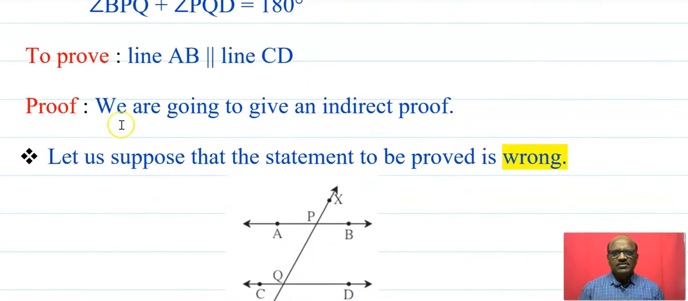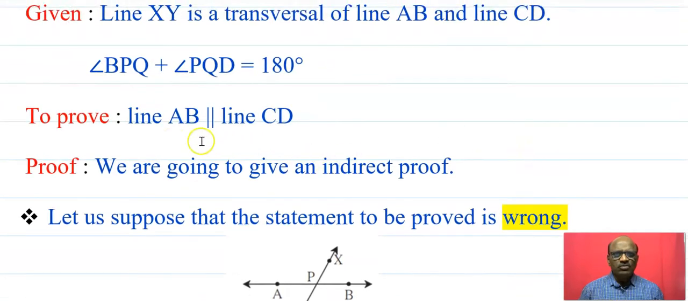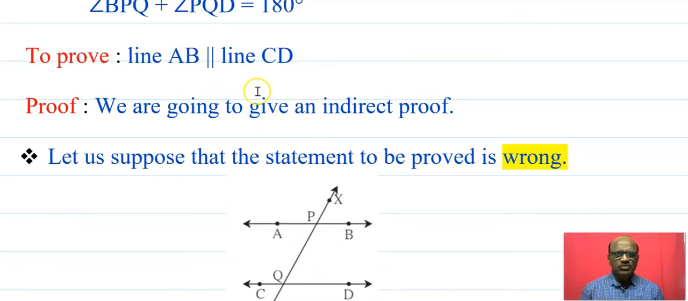Now in this case, we are going to give an indirect proof. That is, let us suppose that the statement to be proved is wrong. What do we want to prove? We want to prove that line AB is parallel to line CD. This we want to prove, but we assume that this is wrong. It means the line AB is not parallel to line CD.